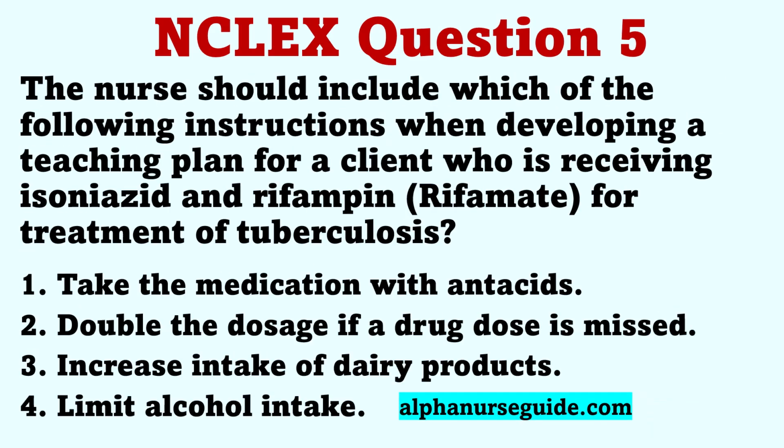The nurse should include which of the following instructions when developing a teaching plan for a client who is receiving isoniazid and rifampin for treatment of tuberculosis? 1. Take the medication with antacids. 2. Double the dosage if a drug dose is missed. 3. Increase intake of dairy products. 4. Limit alcohol intake.